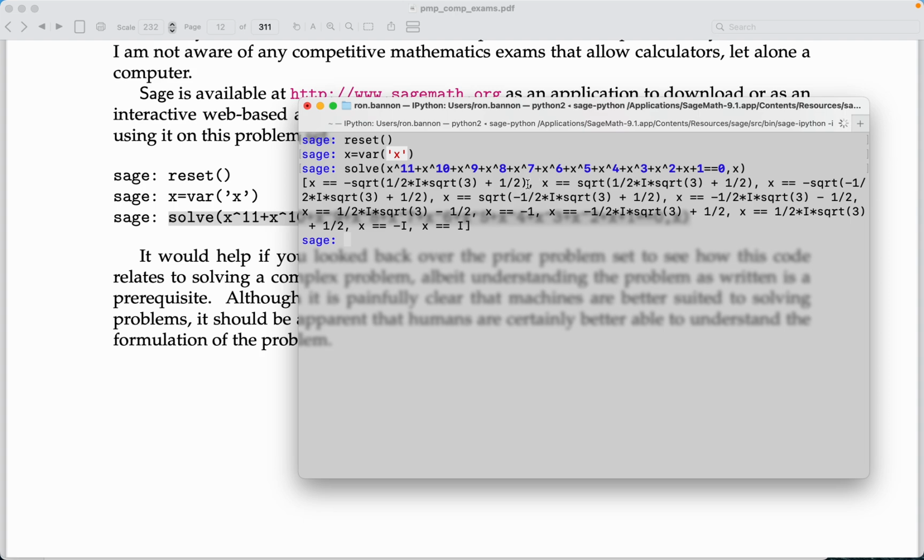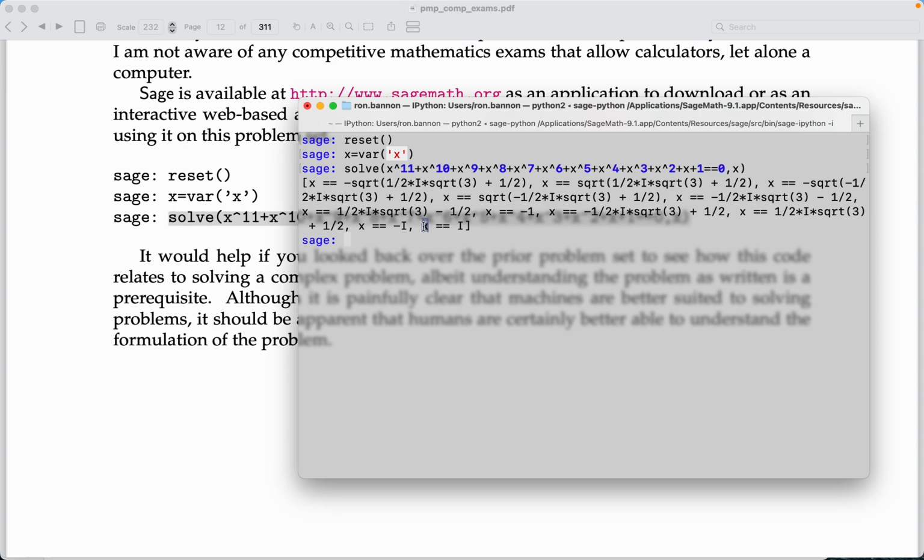Right, this is one solution over here. You get the idea. 1, and I'm counting them up, by the way. This is the second one. This is the third one. 4, 5, 6, 7, 8, 9, 10, 11.